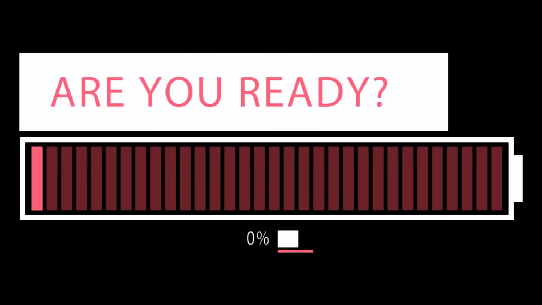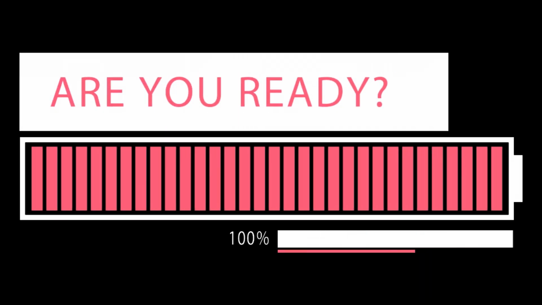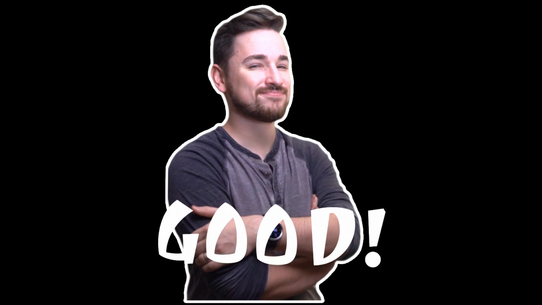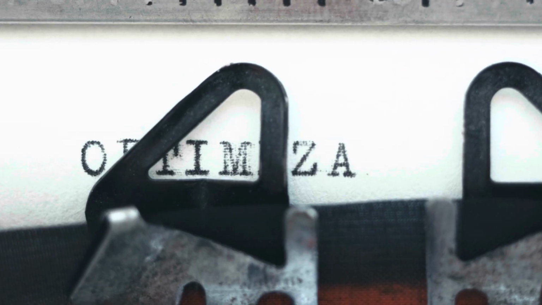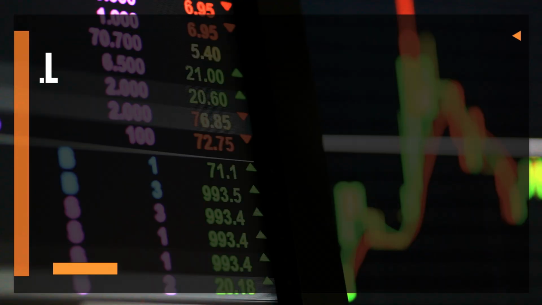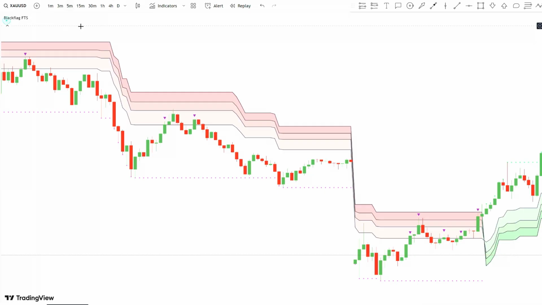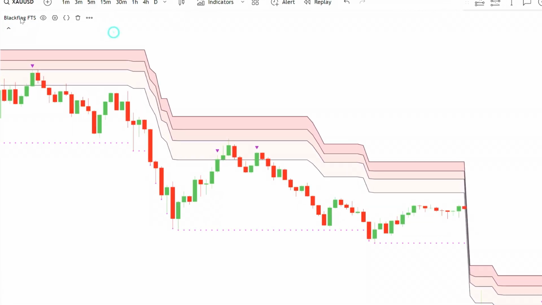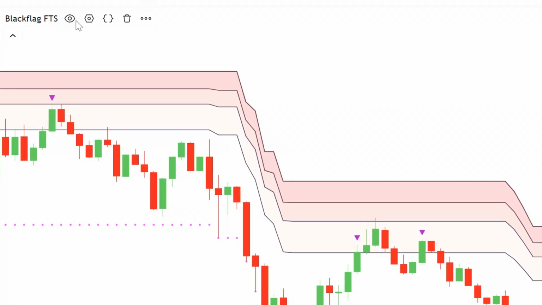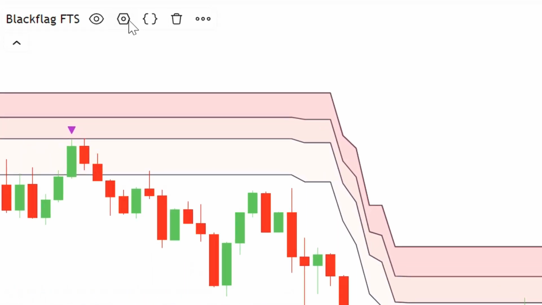Okay, ready to make this indicator perfect for our strategy? Because right out of the box it's good, but we need to tweak it just a bit to get those really accurate buy and sell signals we're looking for. Don't sweat it though. It's really simple. Alright, so find the Swing Arm ATR indicator on your chart and you'll see the little gear icon next to its name. That's your settings button. Click on that to pop up the settings window.